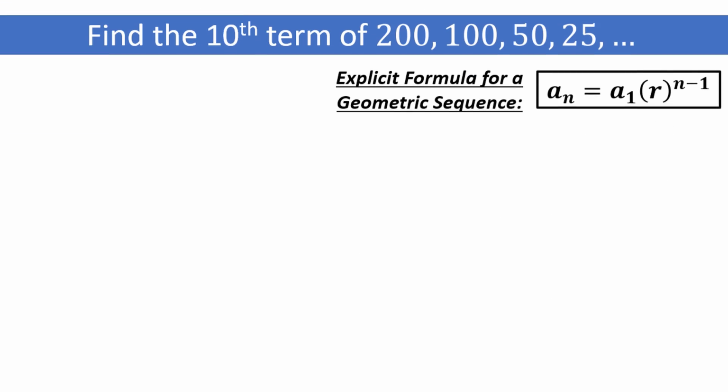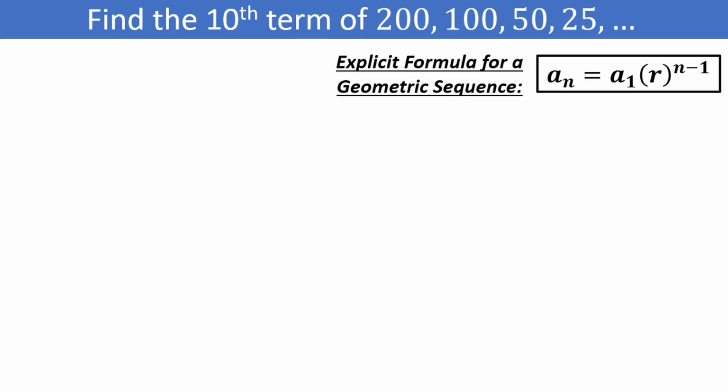Here is another geometric sequence. 200, 100, 50, 25, ... and we want to find the 10th term. This sequence is a geometric sequence as the common ratio between terms is 1/2. Each term is 1/2 as large as the previous, so r is equal to 1/2. The first term is a sub 1 is equal to 200.